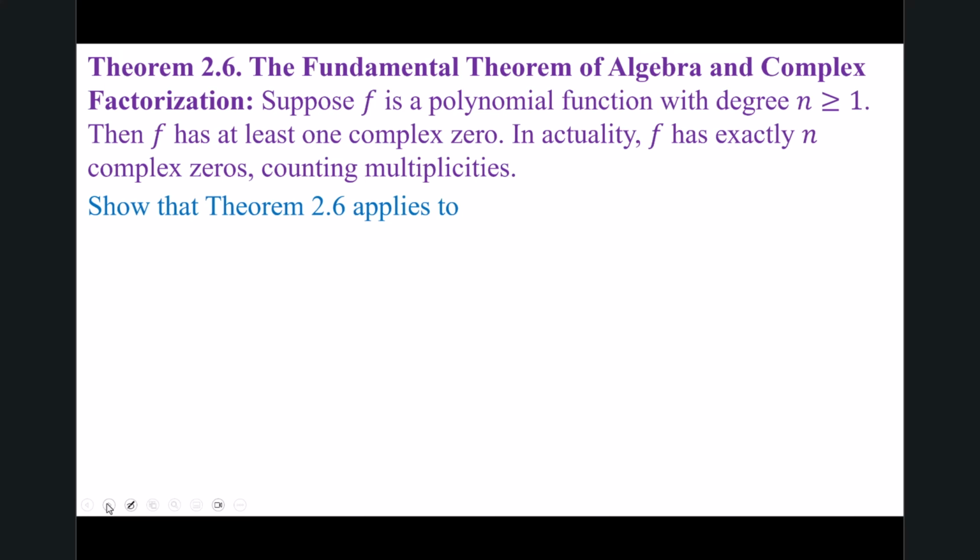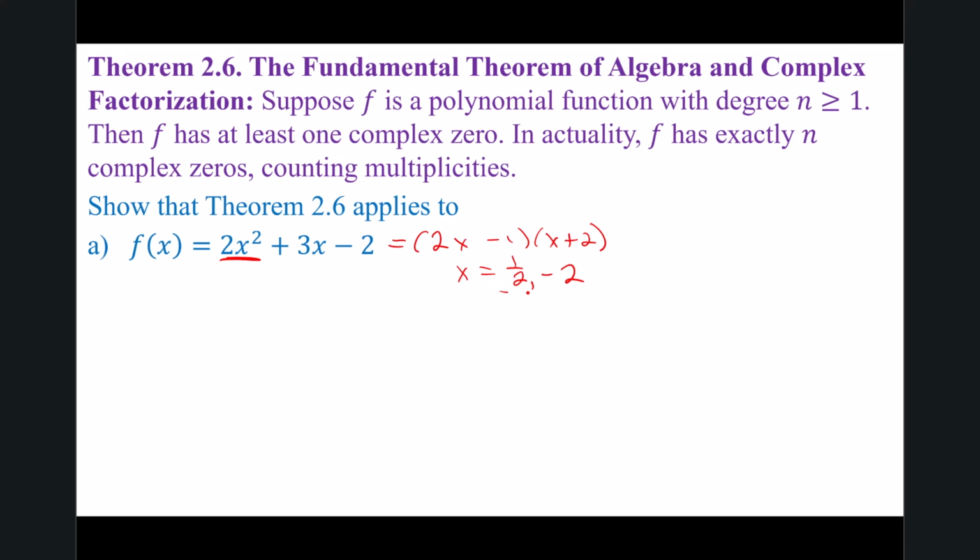So let's show that this applies to the following functions. We have f of x equals 2x squared plus 3x minus 2. If I factor that, I get 2x minus 1 and x plus 2. So my zeros are 1/2 and negative 2. Notice this is a degree 2 polynomial, and we have exactly 2 zeros.